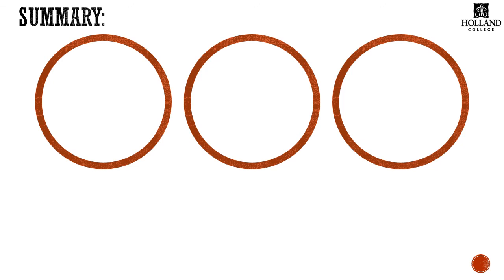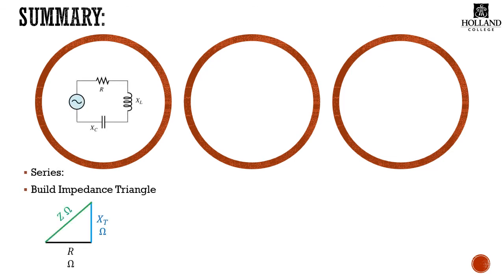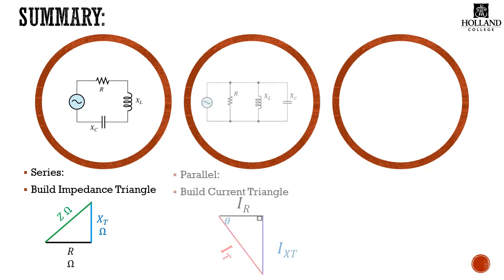So what did we get out of this presentation? Well, when we're solving a simple series RLC circuit, the easiest way to the solution is through an impedance triangle. When we're dealing with a parallel circuit, it's the easiest to start off by building a current triangle.